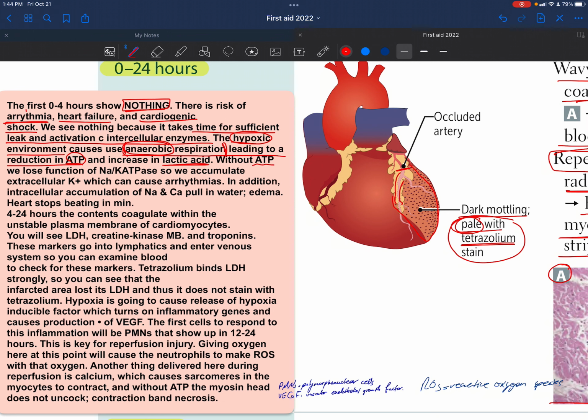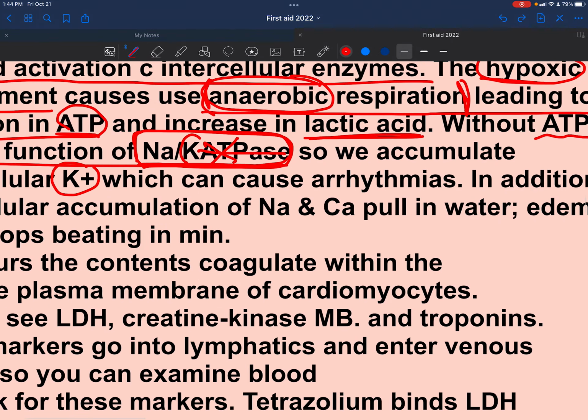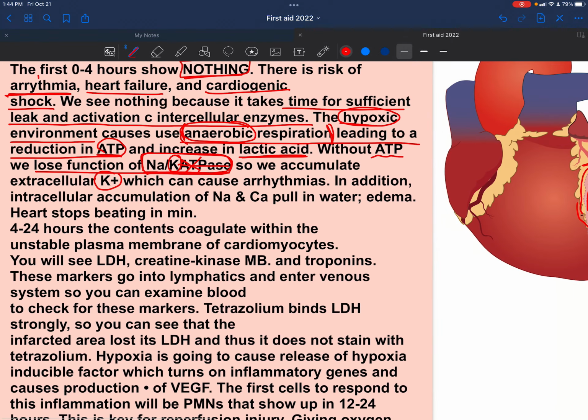So without sufficient ATP, we lose the function of this pump, the sodium potassium ATPase. Because it's not working anymore since we lost the ATP, it's not functioning. So we accumulate extracellular potassium. Potassium is going to stay outside the cell.